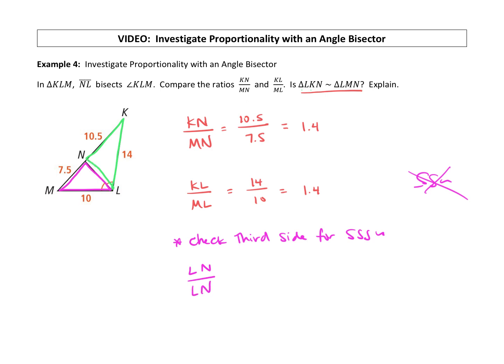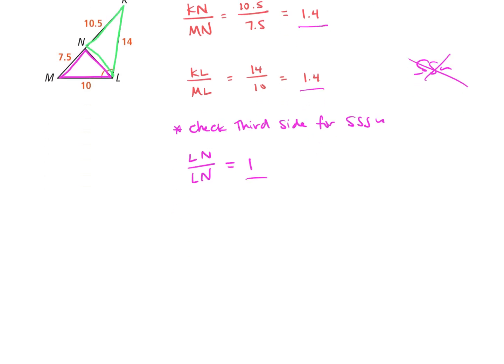So what we notice is we have LN divided by LN. However long LN is, which I have no idea, I do know that I'm taking something and dividing it by itself. Anytime that happens, you get 1. So this ratio is 1. You have a 1.4 ratio, a 1.4 ratio, and a 1 ratio. Does that fit our side-side-side similarity criteria? No, it doesn't. We do not have three ratios that are the same.